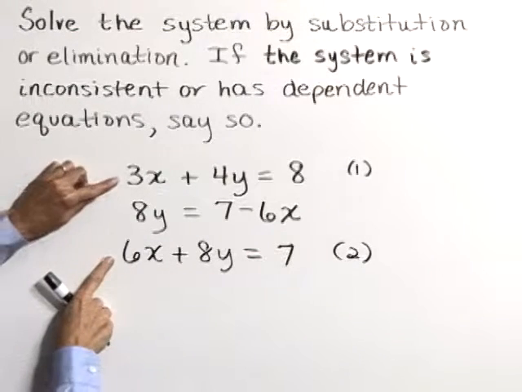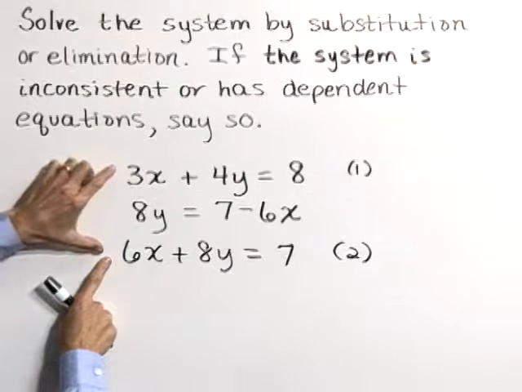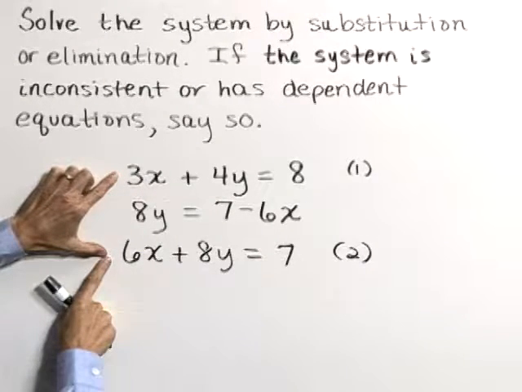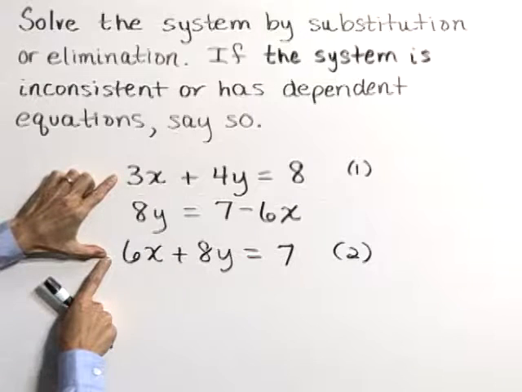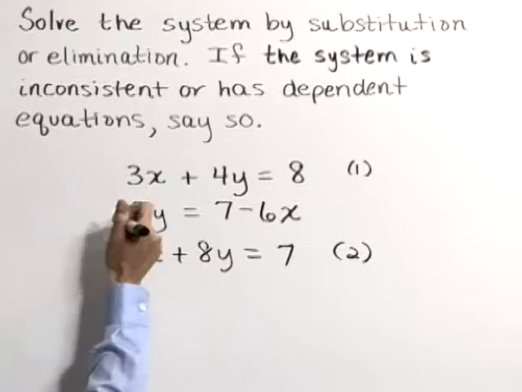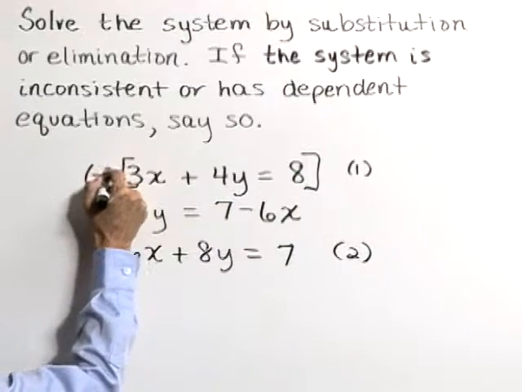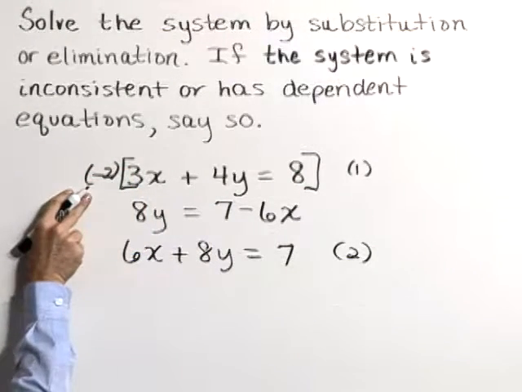Now, let's use the elimination method. As we use that, we would like to be able to add our equations 1 and 2 together and get a variable to disappear. If we add right now, that's not going to happen, so we're going to have to fix one of these equations. And I'm going to fix equation number 1 by multiplying it by a negative 2.